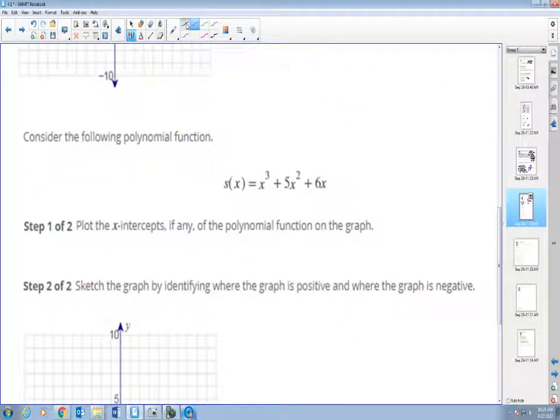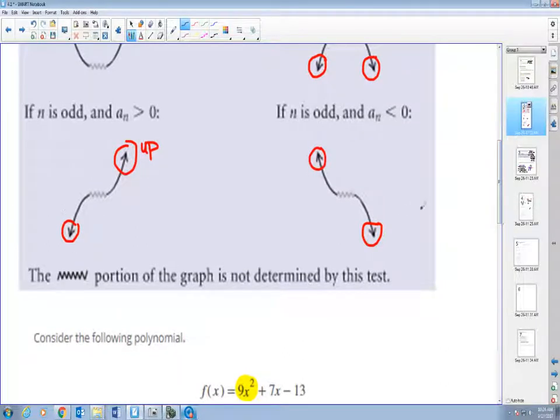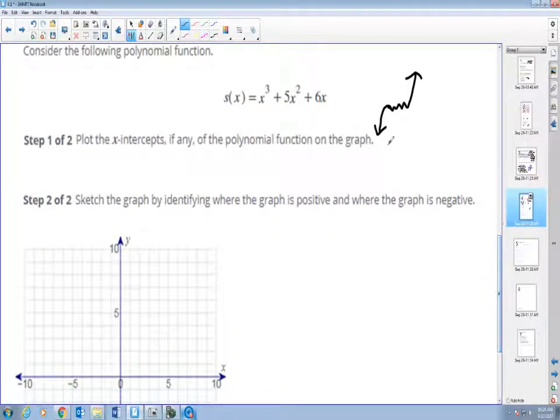This is a cubic function. So if I remember correctly, right side goes up, left side goes down. It will look something like this. If not, you can always refer back to these pictures. Alright, so I have an overall idea of what the picture may look like.